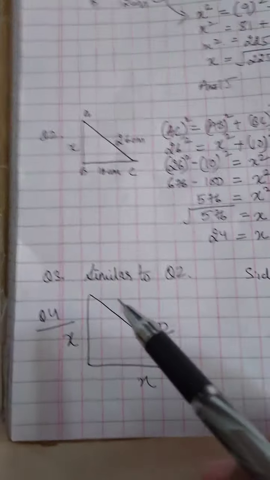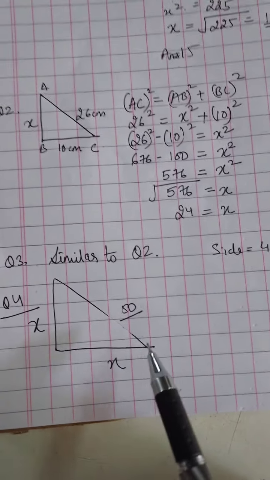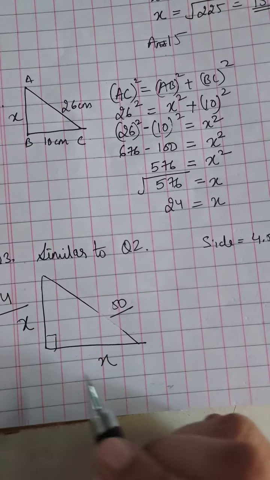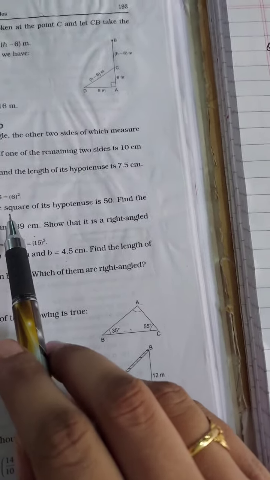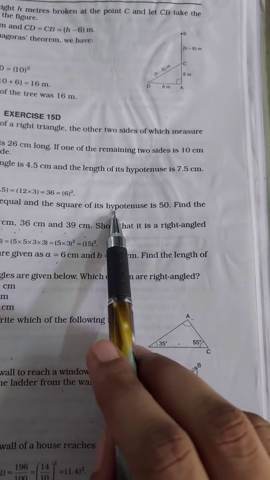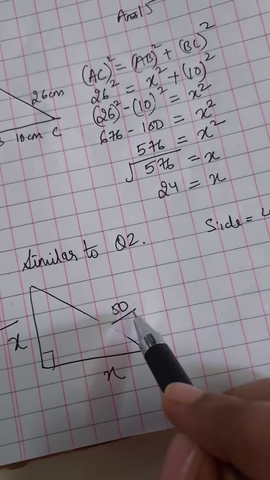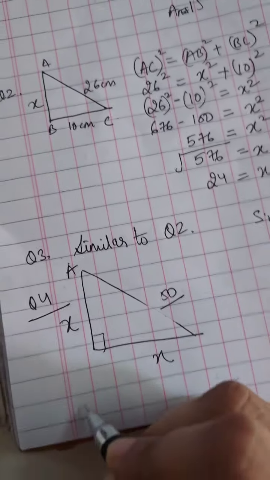Question number 4. In question number 4, they are saying the two legs, the two sides of the right angle triangle are the same. So if one is x, another will also become what? X. And next part they are saying the square of the hypotenuse. Hypotenuse ka square they have already given. It's saying that it is 50. So using this we have to find out the length of each side.